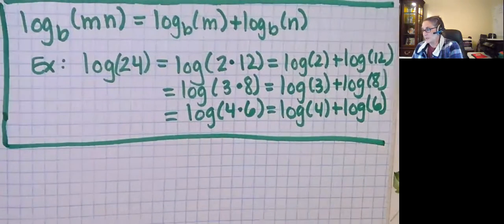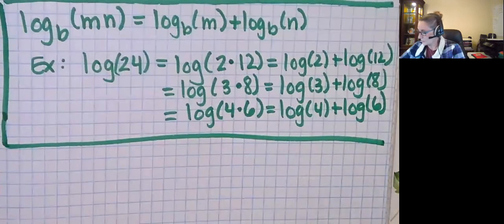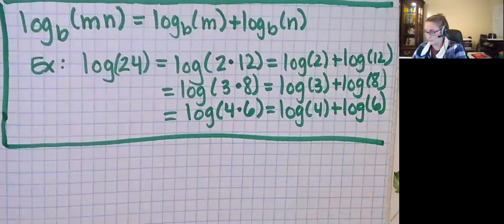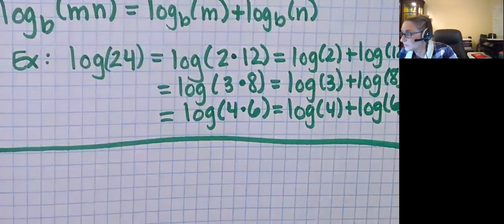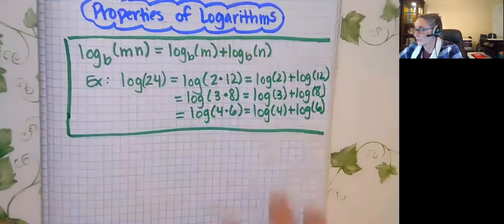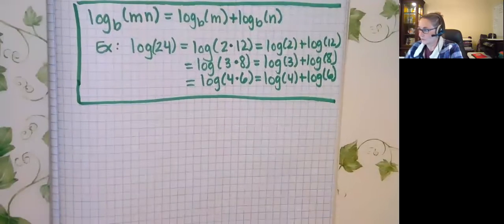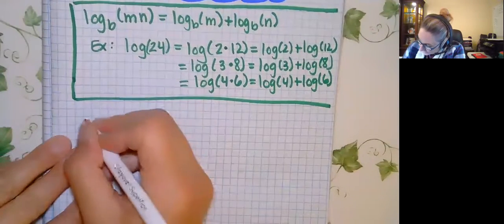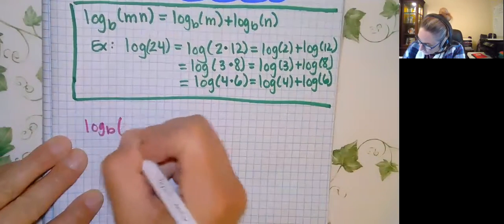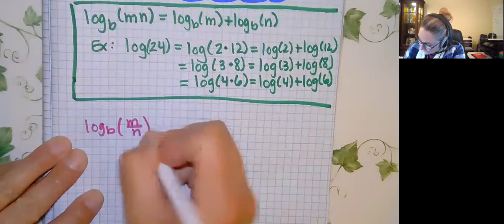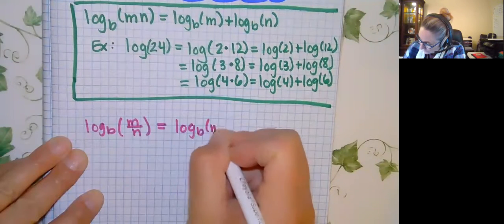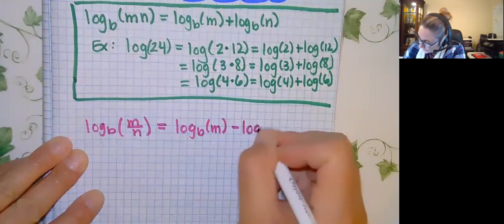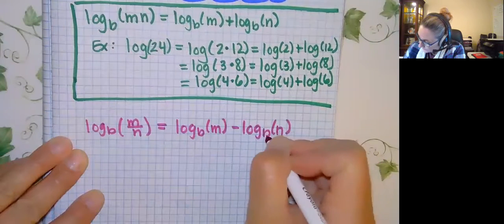Next property is going to be the quotient, where I'm doing division. Okay, so let me break this down. For this one, let's say I have log base b of m divided by n. And that's going to be log base b of m minus log base b of n.